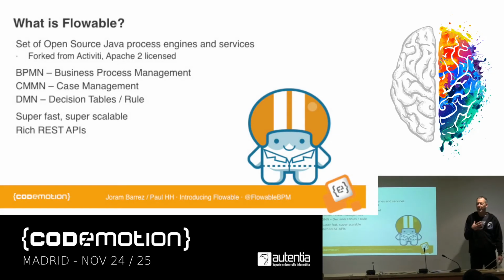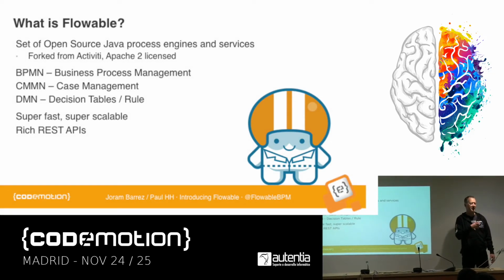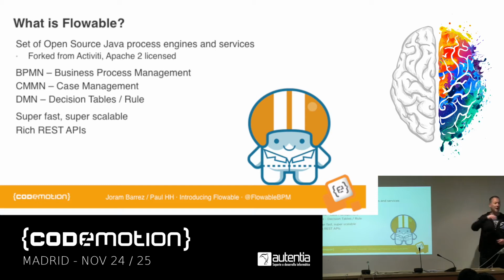And what we're all about is the engines. The focus we have is on making the engines as fast, efficient, and powerful as possible. So it's all about super fast, super scalable, super lightweight. And as I say, it's written in Java, so there's a really rich Java API, but there's also almost exactly the same amount of capabilities within REST APIs.